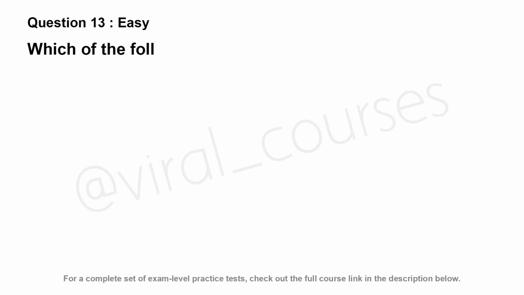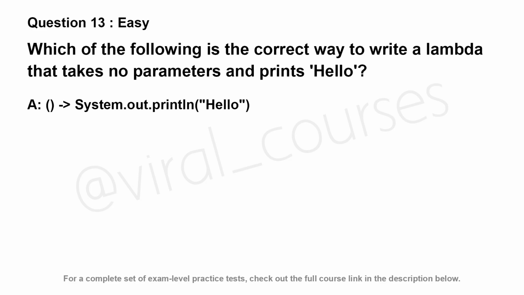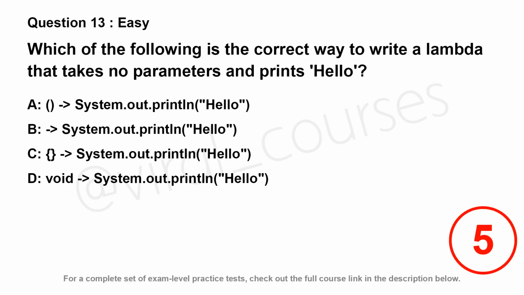Which of the following is the correct way to write a lambda that takes no parameters and prints hello? Option A. () -> System.out.println("hello"). Option B. -> System.out.println("hello"). Option C. <> -> System.out.println("hello"). Option D. void -> System.out.println("hello").